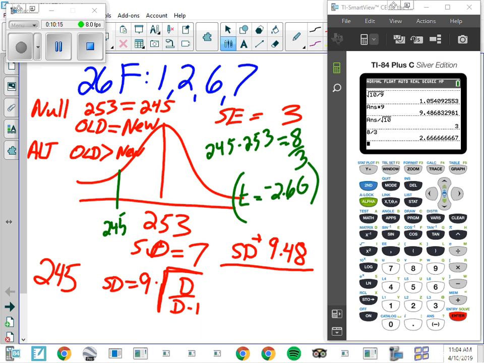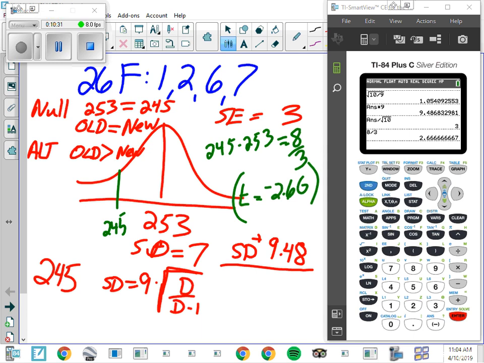If this was a z-score, what would the answer be? Reject the null or accept the null? Reject, because negative 2.66 is way out there. It's almost highly significant, but it breaks the 1.64 rule.